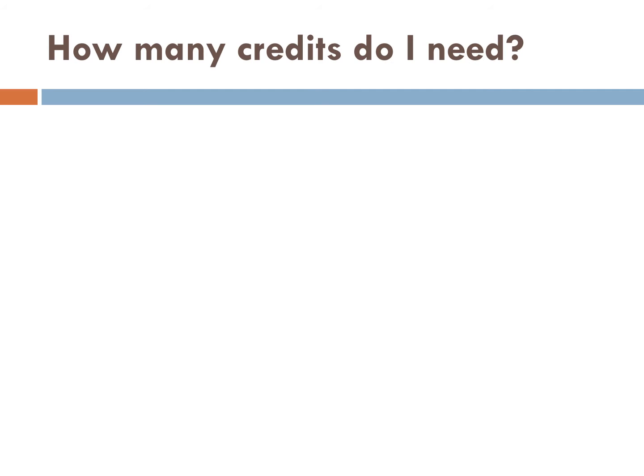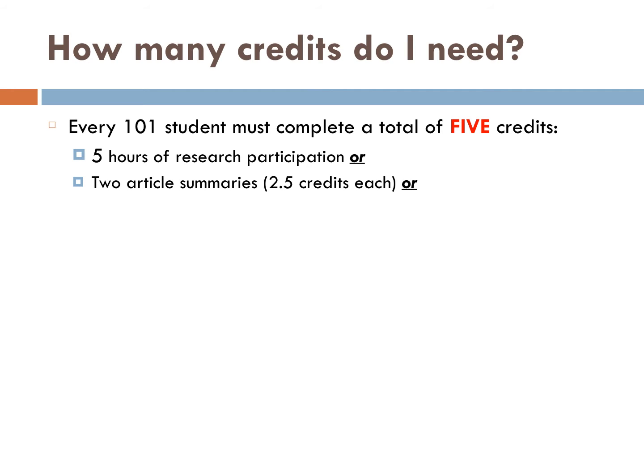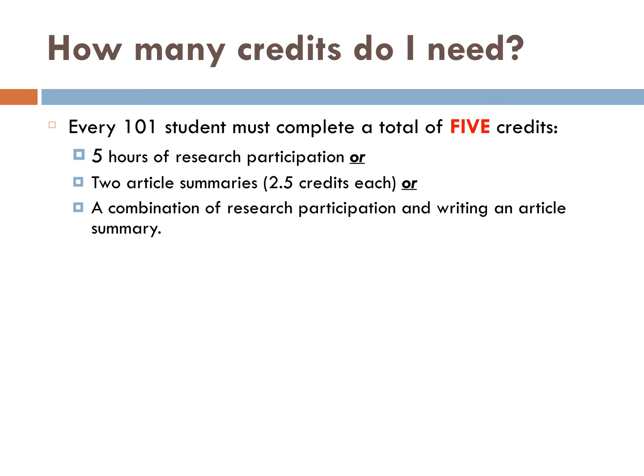All right, now in terms of what's required of you, what you need to know is that every Psych 101 student must complete a total of 5 credits. Now, there's 3 ways that you can do this. First, you could complete 5 hours of research participation, or you could complete 2 article summaries worth 2.5 credits each, which I'll go over shortly, or you could do a combination of both. So you could complete 1 article summary and complete 2.5 hours of research participation.